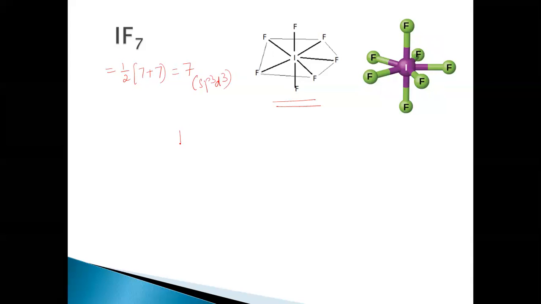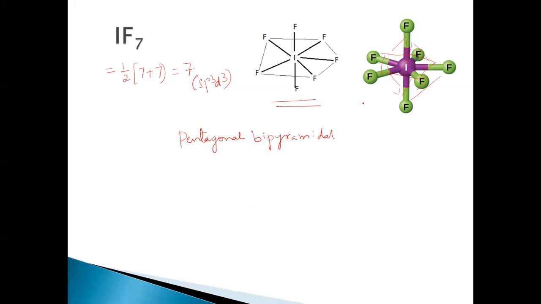So if it is 7, we can say that the geometry of this will be pentagonal bipyramidal, because it is pentagonal in shape, and it looks like two pyramids above and below this pentagon. This is a pentagon, one plane, and above and below the plane it looks like two pyramids. So looking at the picture, we can say that it is pentagonal bipyramidal in structure. This is the structure of IF7.